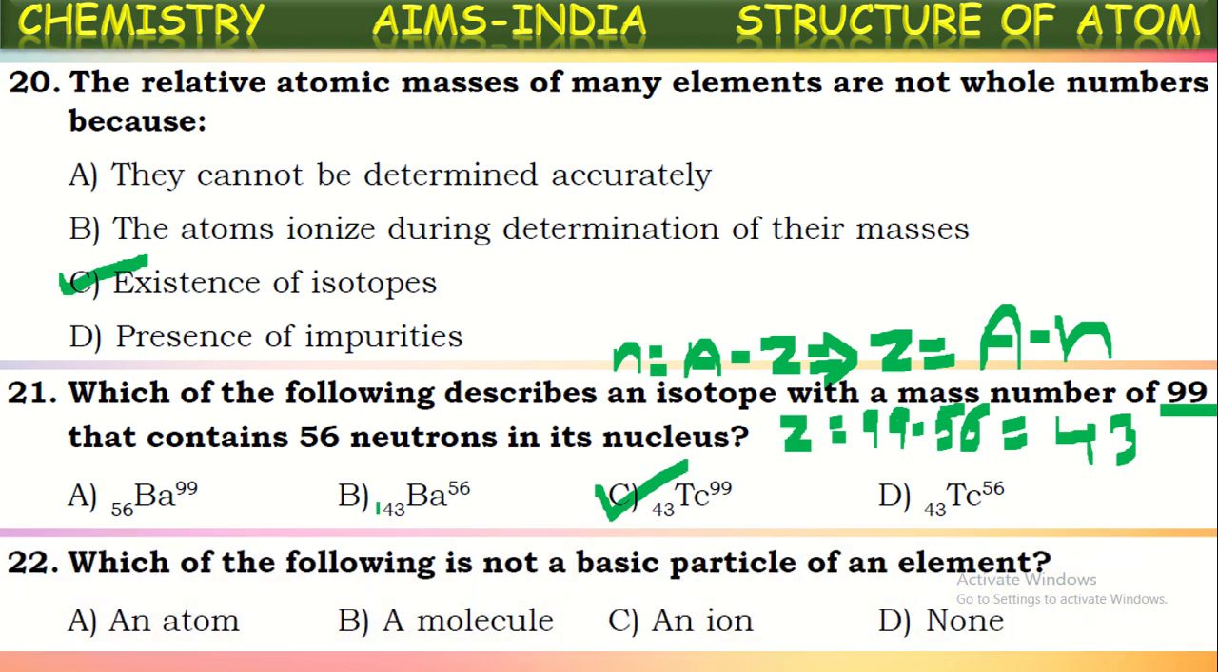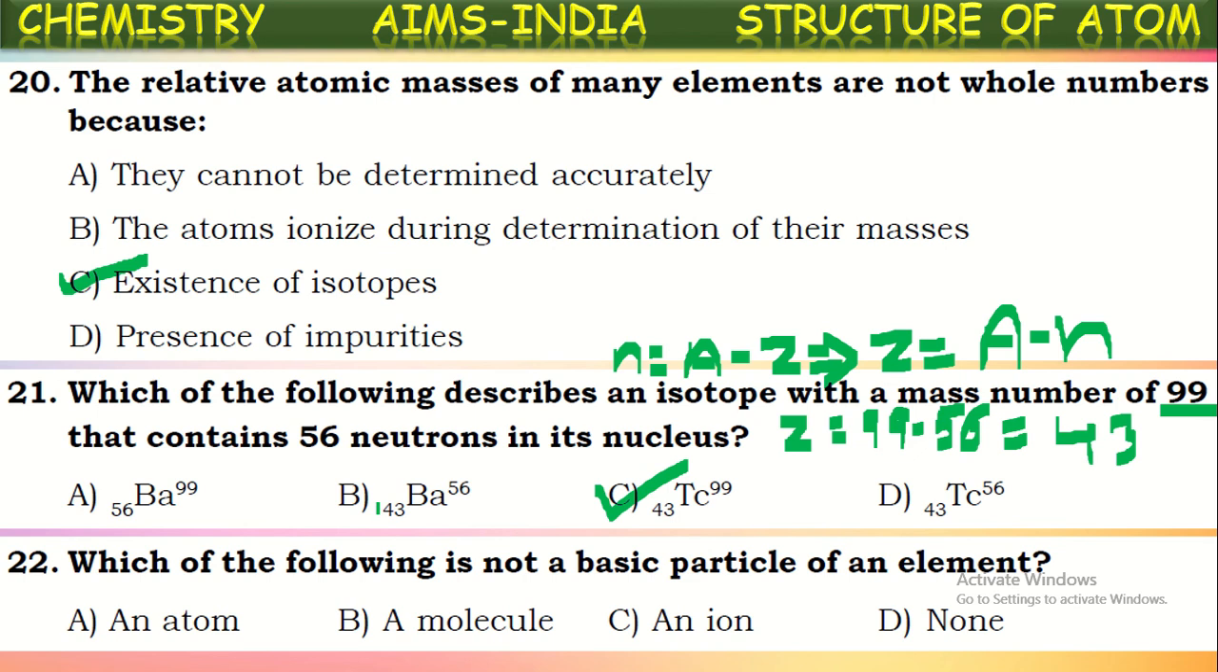Next, which of the following is not a basic particle of an element? So what are the basic particles generally for an element? First, there will be basic particles, atoms, because atoms are the fundamental particles which represent all the characteristics of an element. Even certain elements exist in the form of molecules also. So an atom and a molecule both are the basic particles of an element.